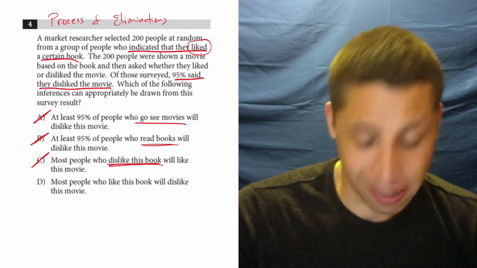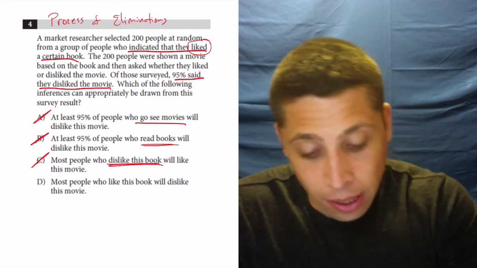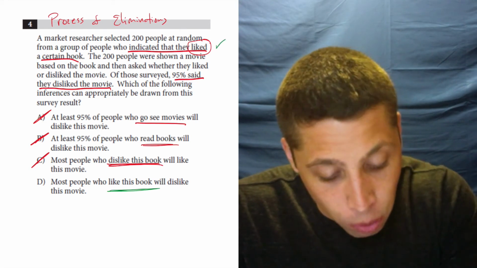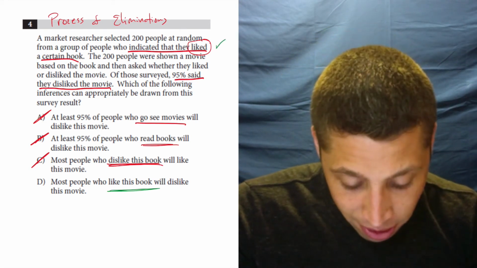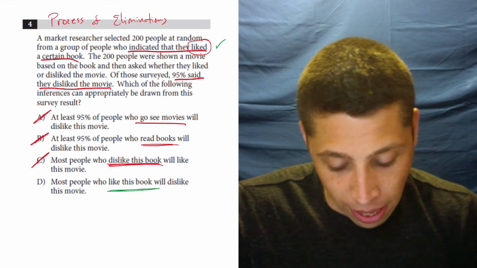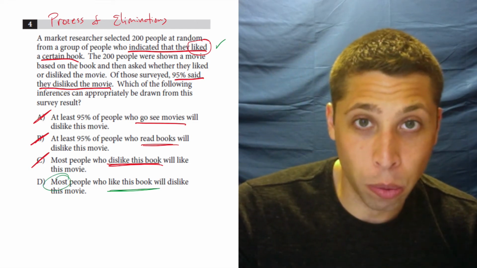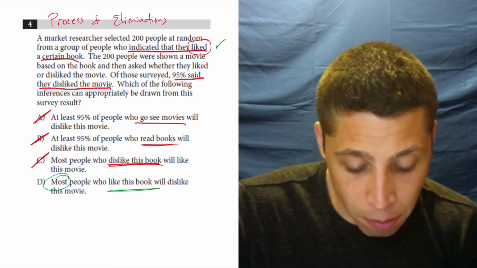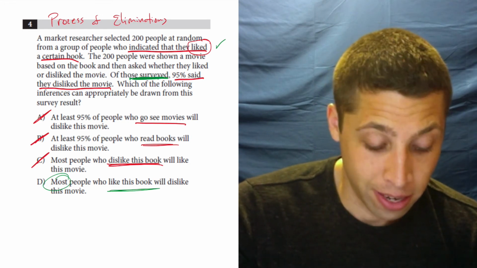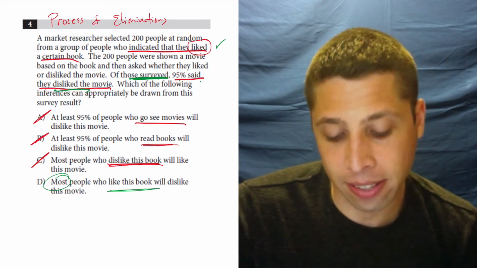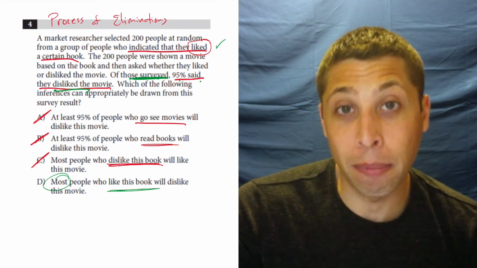And now hopefully it's D. Most people who like the book, yep, that's who I checked with, right? That's who I asked, will dislike this movie. And is that true, that most people who like the book will dislike the movie? Yeah, because of the people who were surveyed, 95% said they disliked the movie. That's certainly a most kind of situation.